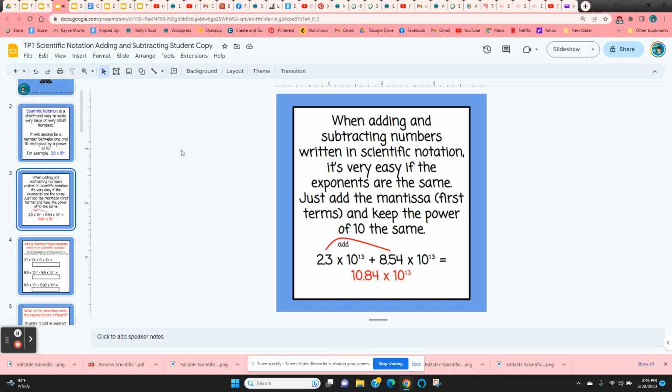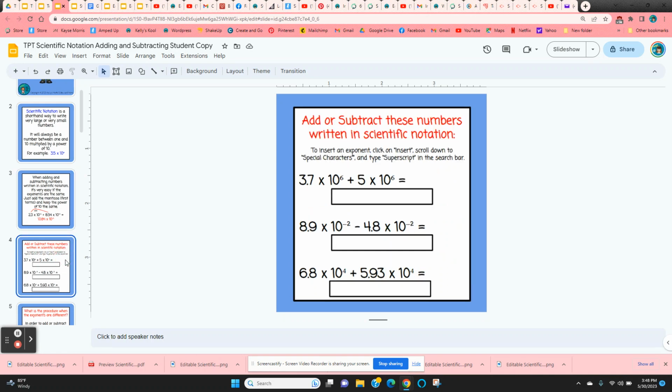And then it explains that it's really easy to add and subtract numbers in scientific notation if the exponents are exactly the same. All you would have to do in that case is just add the mantissa, which are the first terms. And then the 10 and the exponents stay the same. So they get a little practice doing that.